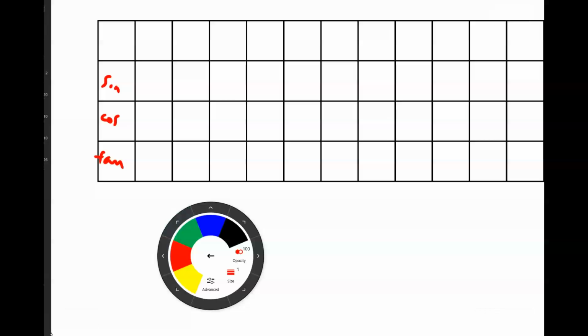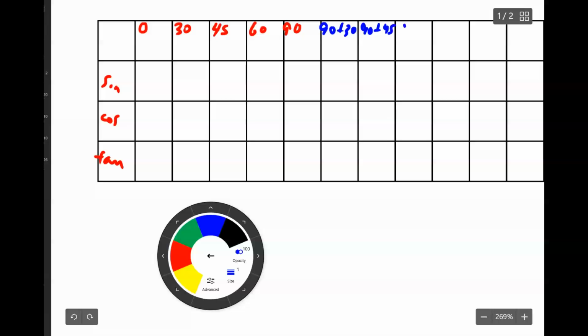So the first thing you're going to do is write sine, cosine, tangent down the side. And then you're going to do the angles across the top, and we're going to start with the same angles that we did before, which are the special angles. Okay, and then you're going to continue on. Now you're going to continue on with 90 plus the special angles. So you do plus 30, plus 45, plus 60, and then finally 90 plus 90.